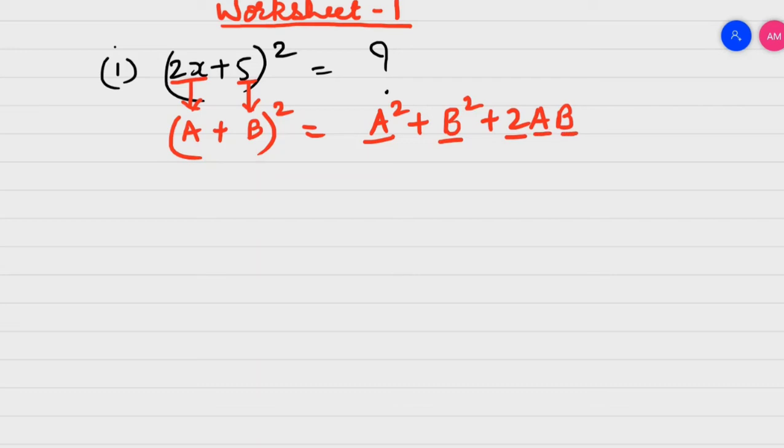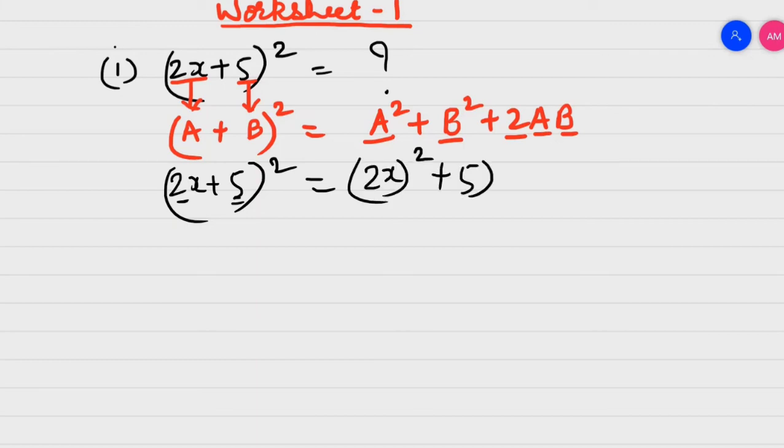Now let us put the values of A and B in this equation. Suppose A is 2x and B is 5. Then (2x plus 5) whole square is equal to, in the place of A you will put 2x and in the place of B you will put 5. So A means (2x) whole square plus B means 5 whole square plus 2 into 2x into 5.